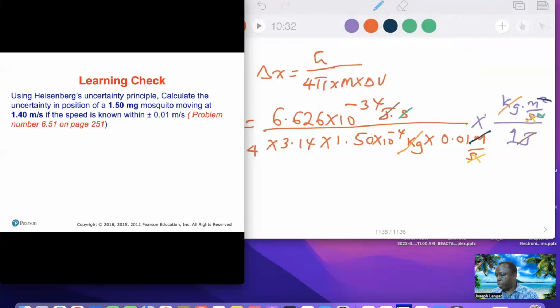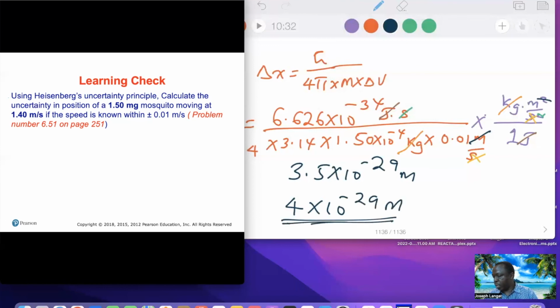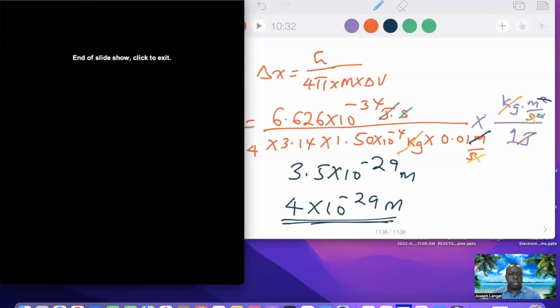On the calculator you'll see this will be 3.5 times 10 raised to negative 29 meters, but because of one significant figure, 4 times 10 raised to negative 29 meters. This is the uncertainty in position. Remember to change the units to kg. Here it was in milligrams, and we changed it to kg. If the velocity is different, please take that into account as well.